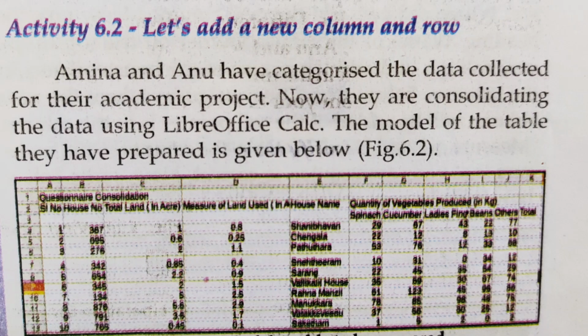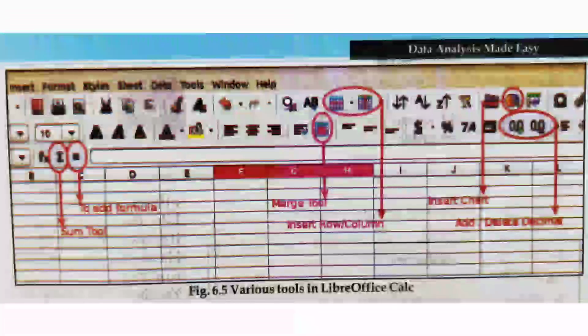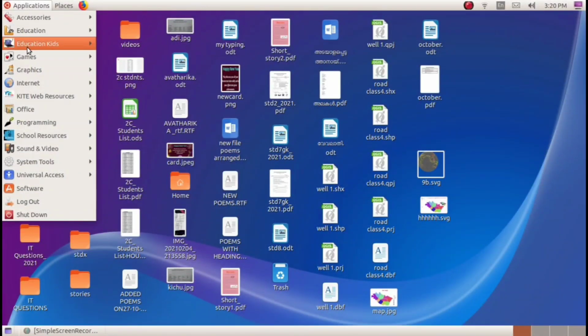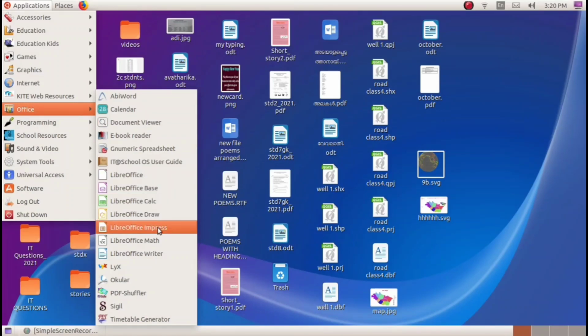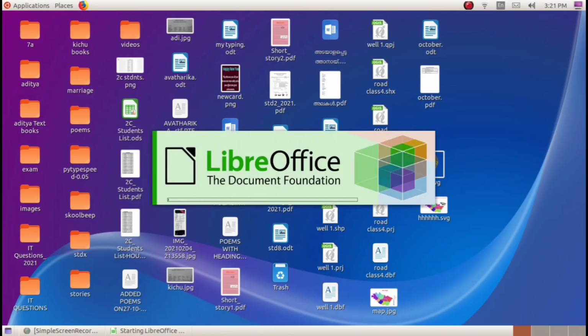So we can familiarize how to insert a row and column using the menus, and also we can familiarize some of the menus in the toolbar of LibreOffice Calc, like the sum tool, to add formula and merge tool, insert rows and columns, etc. Let us do all these activities in our computer. We can open the Calc by clicking Application, Office, LibreOffice Calc. When we click Application, then Office, LibreOffice Calc, the Calc window will open like this.